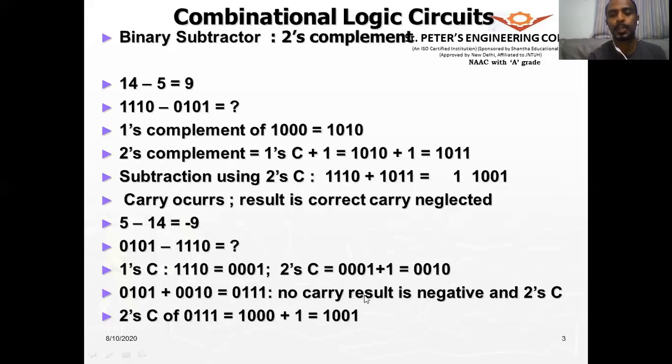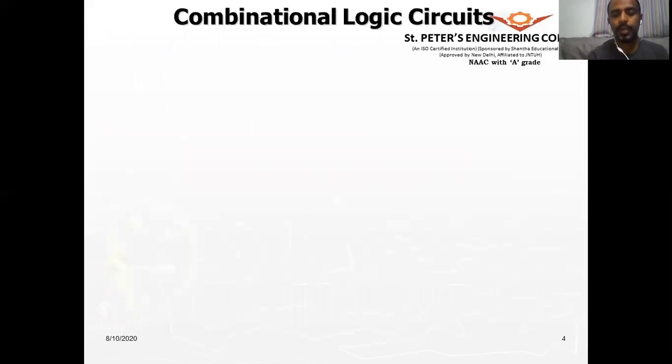You have to take the 2's complement of the result to get the actual result, right? Okay. So with this understanding, let us go back to our combinational circuits. I just took this example so that you understand the combinational circuits better. Okay, so what I've conveyed so far is that I can use the same binary adder circuit to perform binary subtraction.